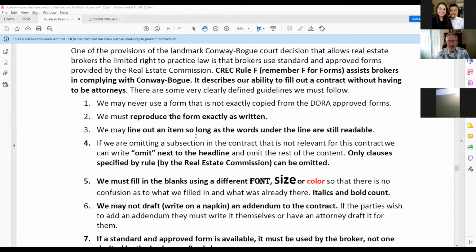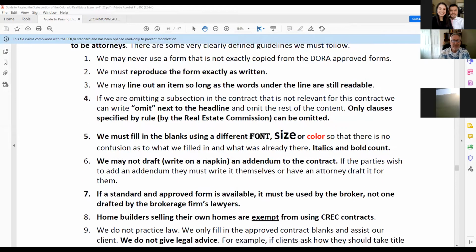So there's no confusion. You don't want to make it all the same, so it's nice and pretty. No, that's not the point. There are areas where we can make changes, and we need to make those clear to our clients. Those are the areas where the changes are being made. You can draft an addendum to the contract and they get some clarity.